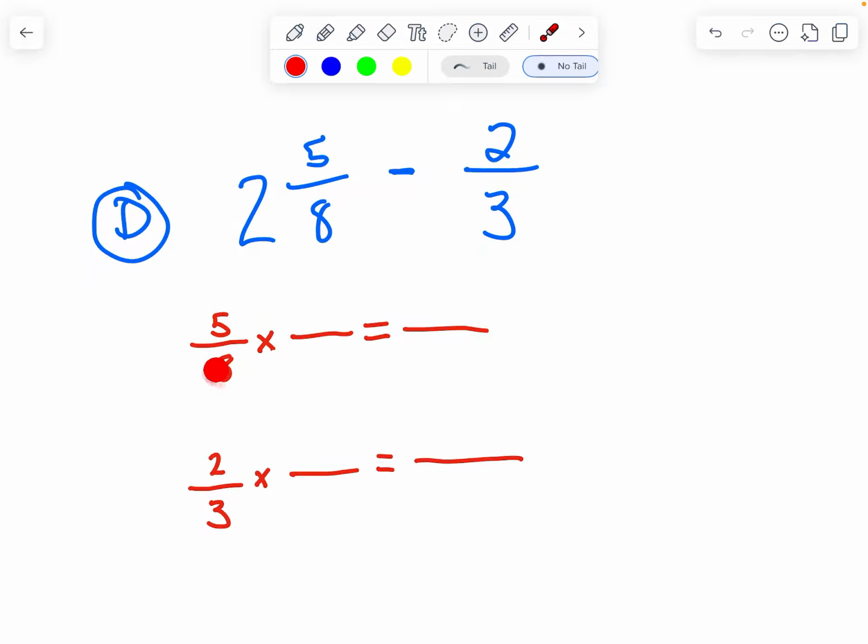I always start with my bigger looking digit. 8, 16. Nope, 3 doesn't go into 16. 24. 3 goes into 24. So I can change these to 24ths.